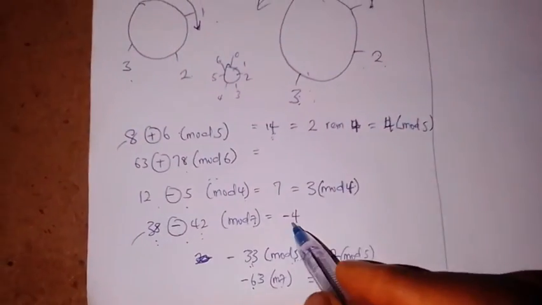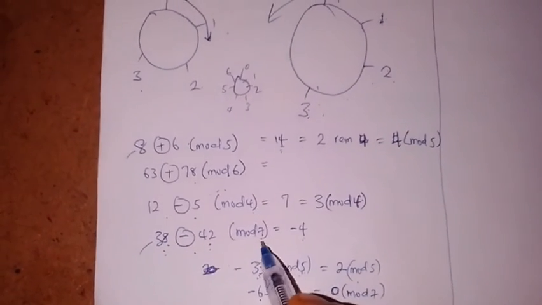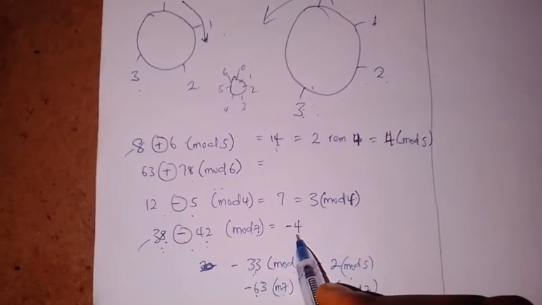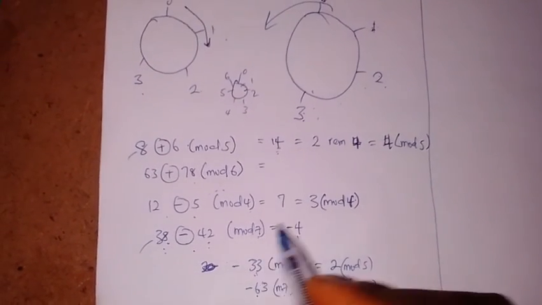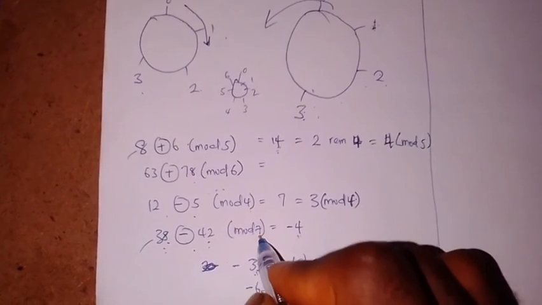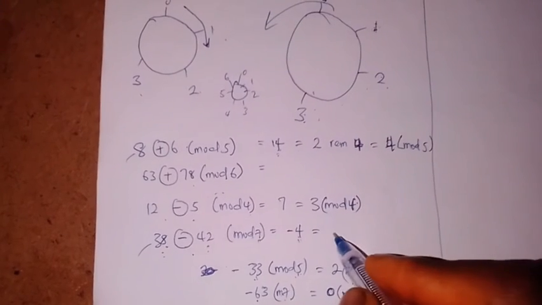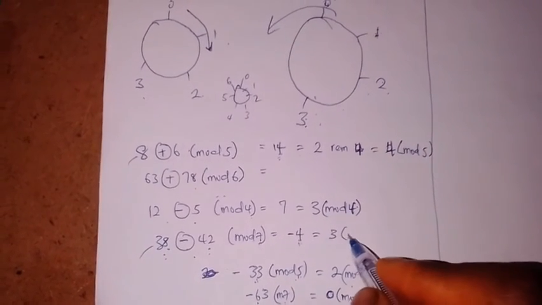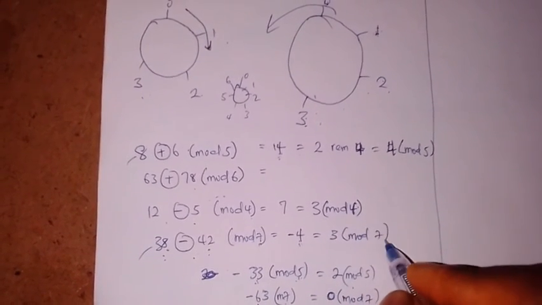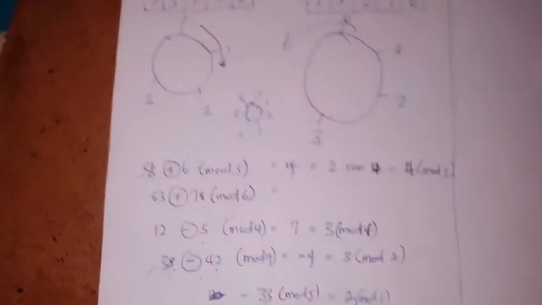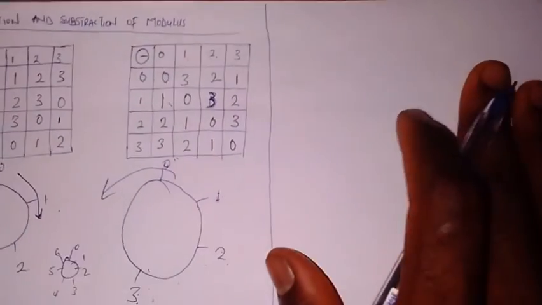Coming back to this question, 38 minus 42 is what? Minus 4. How will I get minus 4 in mode 7? Since it's not up to 7, it's as though saying this modulus plus this. So that becomes 7 plus minus 4, which becomes what? 7 minus 4. That's 3 in mode 7. Okay, let me do one more example.